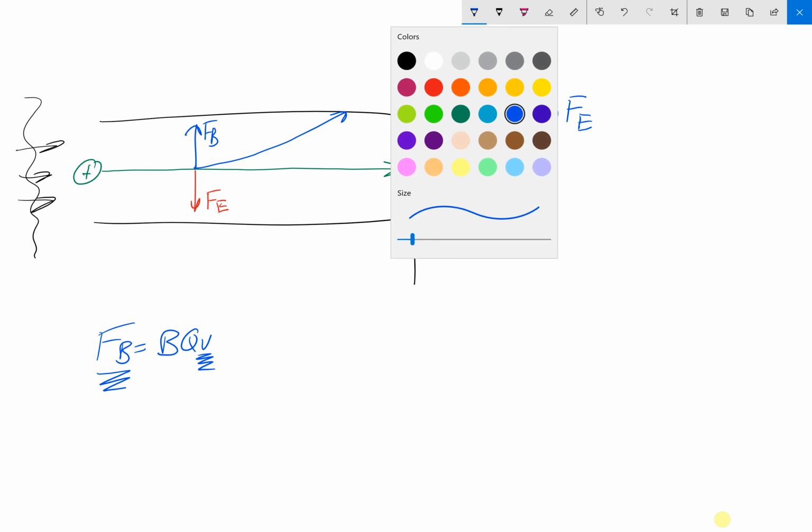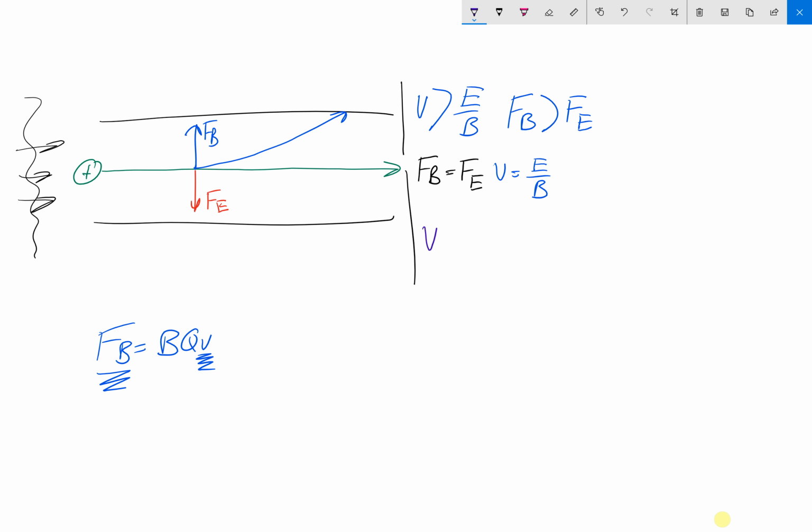But what if it's going too slow? So let's say that the velocity is less than E over B. That means that, again, if the velocity here decreases, the magnetic force should also decrease. And if that's becoming less, then Fe becomes dominant and the particle will go down. That's when Fb is less than Fe.